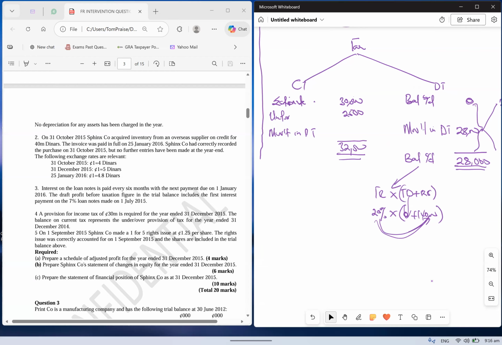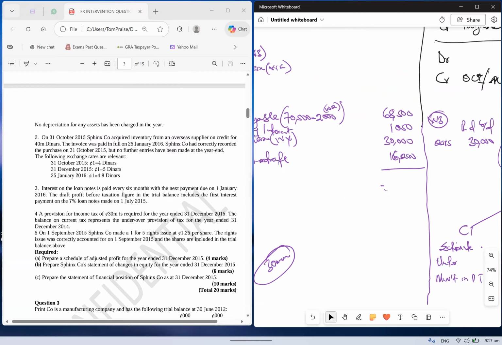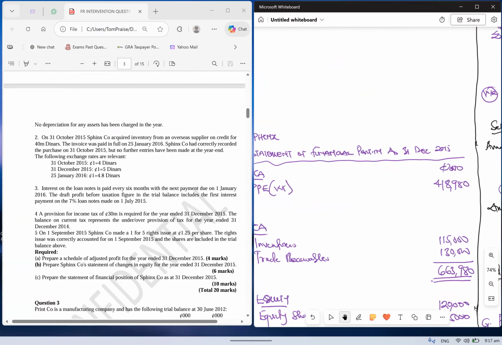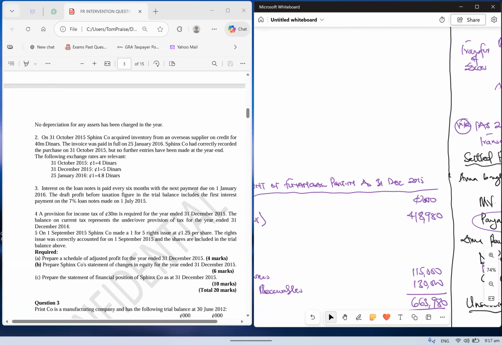All right. So it means 32,500 is going to the P&L. So let's go there. 32,500 P&L. 32,500 taxation. Workings 4. 32,500.